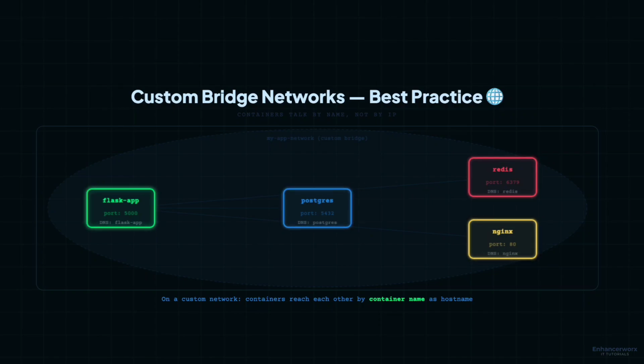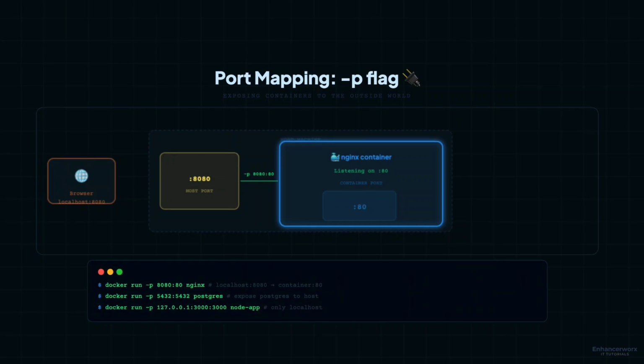Port mapping bridges the gap between the container network and the outside world. Use the -p flag with the syntax host port:container port. For example, docker run -p 8080:80 maps port 8080 on your machine to port 80 inside the nginx container. When you visit localhost:8080 in your browser, nginx responds as if it were running natively on your machine.